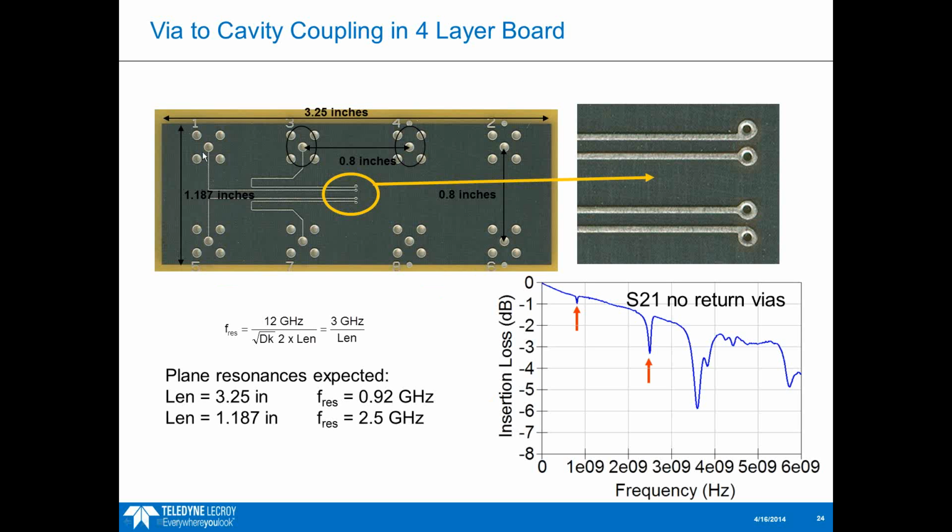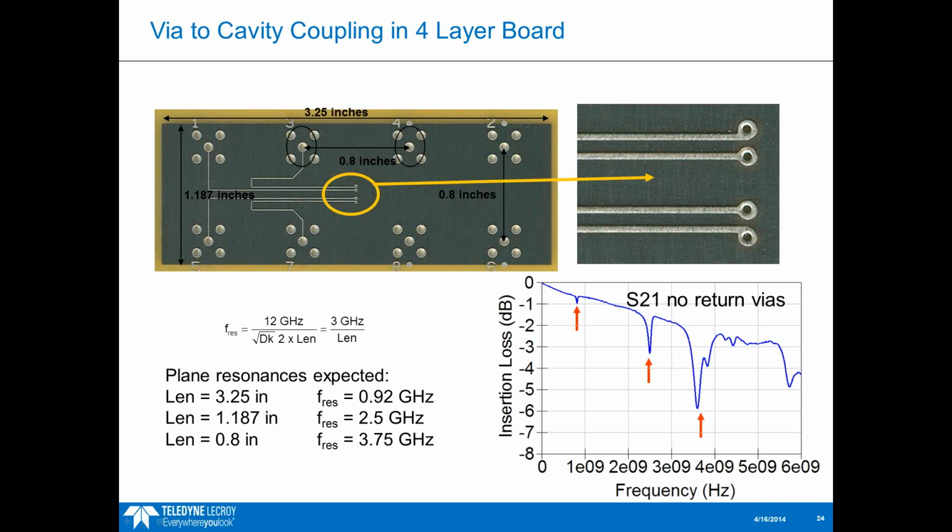We also have this 1.187 inches, which is in between the SMA launches here. And that would give us a resonance of 2.5 gigahertz, according to our equation. And sure enough, you look on the S21 plot, you see a nice dip right here at 2.5 gigahertz. And 0.8 inches in between the connectors here, we can see 3.75 gigahertz. And you see that here, and this one is a little wider because this is almost 0.8 inches as well. So you can kind of see both of those distances in that one dip.